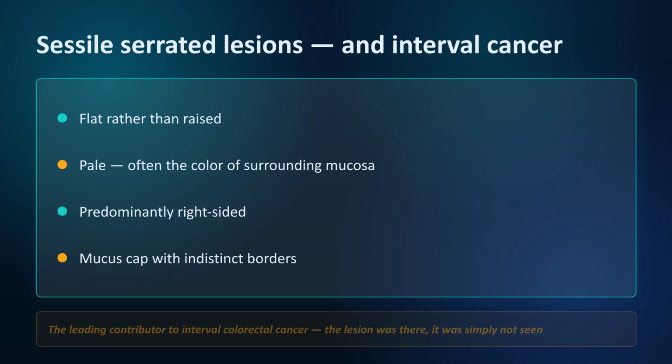endoscopist. That is why they are the leading contributor to interval colorectal cancer, meaning a cancer that appears between one colonoscopy and the next scheduled one. In most of those cases, the lesion was there at the first exam. It was simply not seen.